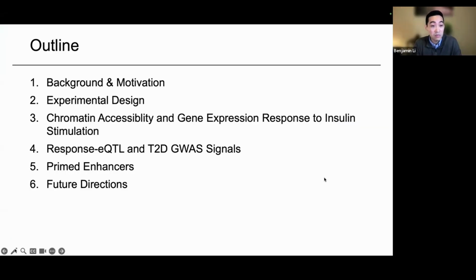So this is a brief outline of what I'll talk about. I'll give a short background and motivation, and then I'll talk about the experimental design. I'll show you how chromatin accessibility and gene expression respond to insulin stimulation. And then I'll try to spend the bulk of the time on eQTL, caQTL, response eQTL, and how that all ties together into T2D GWAS signals. I'll talk about primed enhancers and then end with a few conclusions and future directions.